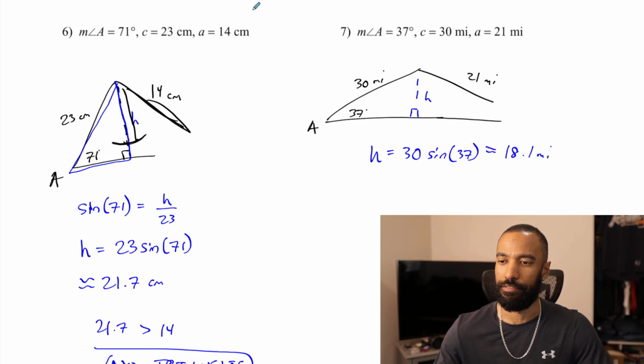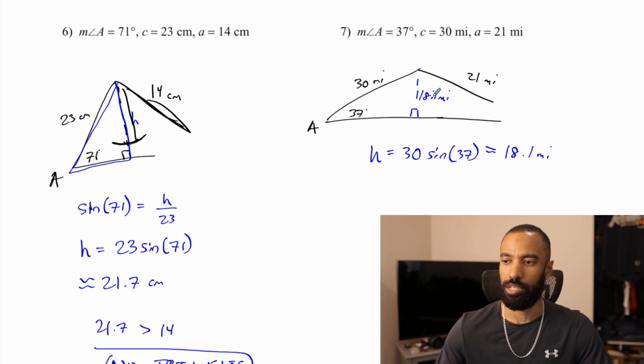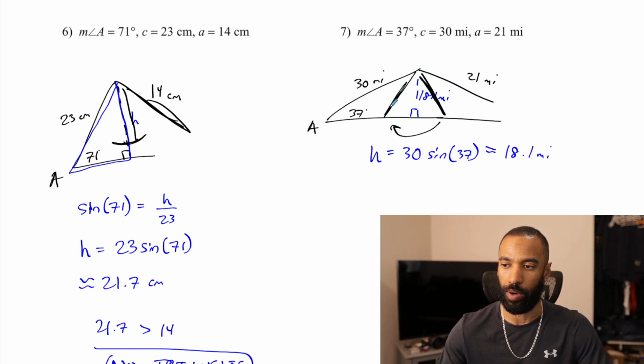18.1 miles. If this is 18.1 miles, the shortest possible length, then that means that 21 is enough to reach. It won't reach straight down. It'll actually reach right here. Here's 21 miles right there. Yeah, I can make a triangle that looks like that. Or it can swing over here and I can make one that looks like that.